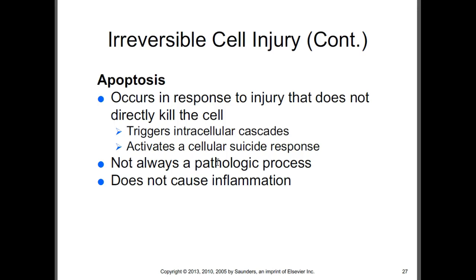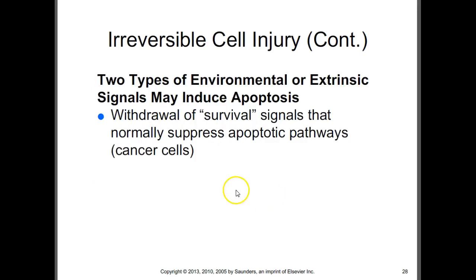Very early in development, we have webbing between our fingers. We're not born with this webbing, right? We're going to actually have apoptosis break away the webbing between our fingers. So it doesn't cause inflammation. It does not call forth the immune system. It is just basically going to break apart all of the lysosomes and degrade the cell from the inside out. So the cell just sort of disappears, right?